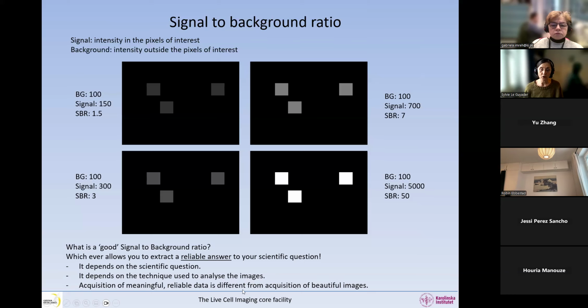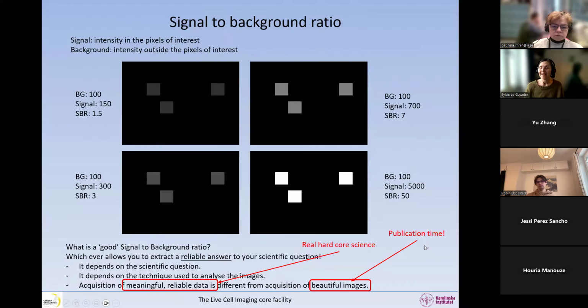And that is not the same thing as acquiring beautiful images. Meaningful and reliable data, this is what we do most of the time, and that's real hardcore science. Beautiful images, this is what we do very seldom, to get the image into a publication. Okay, so beautiful images, forget it. But our brain is geared towards beauty. So you have to rely on numbers and not on your eyes.